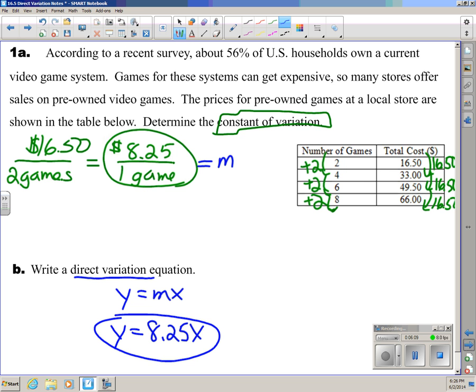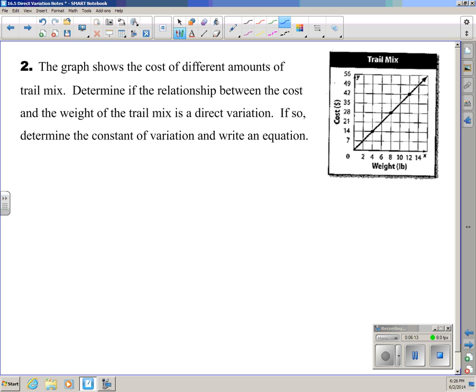The next one is a picture of a graph. It shows the cost of different amounts of trail mix. Determine if the relationship between the cost and the weight of the trail mix is a direct variation. If it is, determine the constant of variation and write an equation. So you have 3 points on the graph. You want to look at those 3 points. The first point tells you that you spend $14 for 4 pounds of trail mix. The other point says you spend $28 on 8 pounds of trail mix. And the last one says it's $42 for 12 pounds of trail mix.